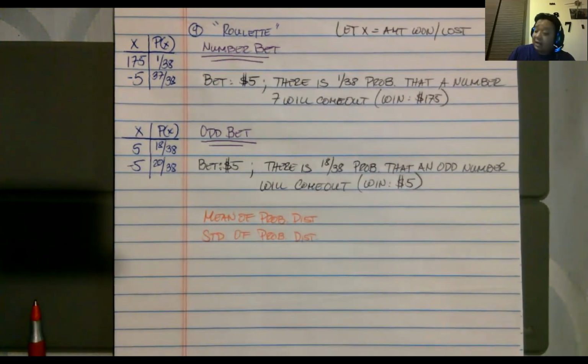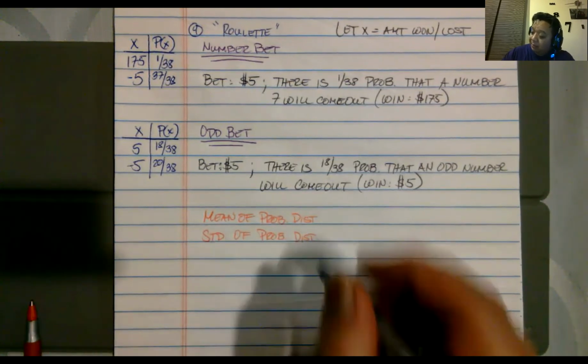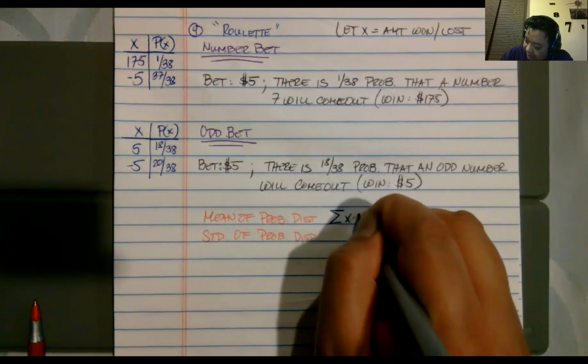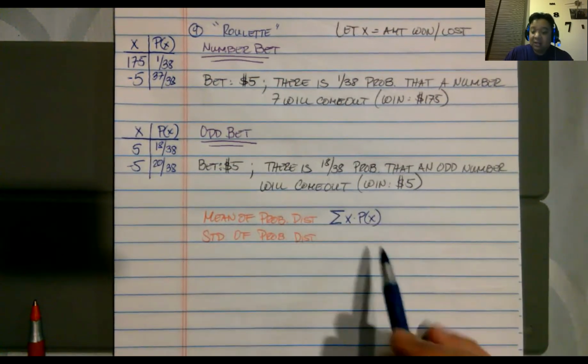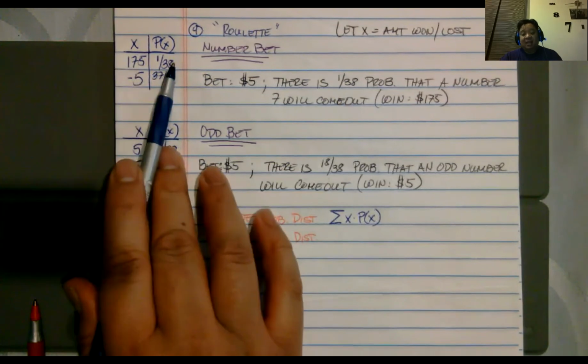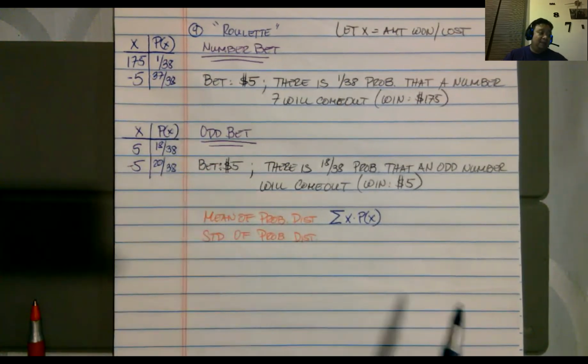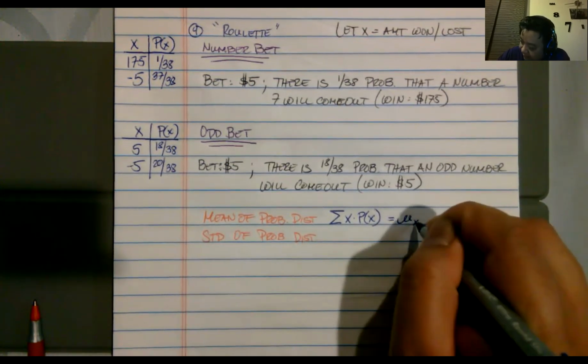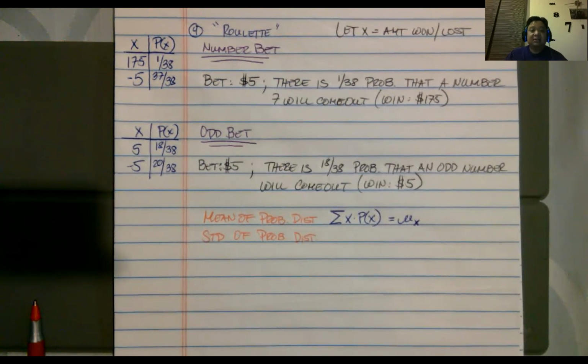And the formula is as follows, right? The mean for the probability distribution is the sum of x times p of x. So multiply the x times your p and then add them up. By the way, the symbol for this is the mean and then subscript x. So it's the mean for your x.